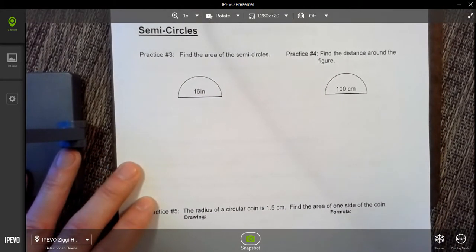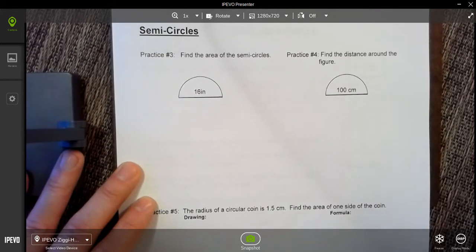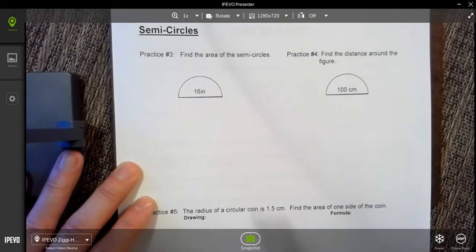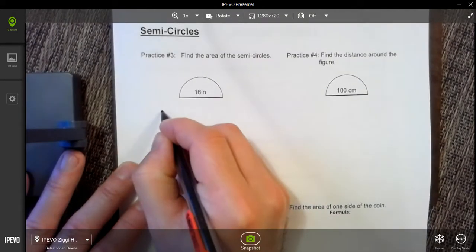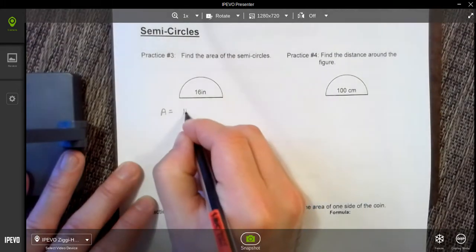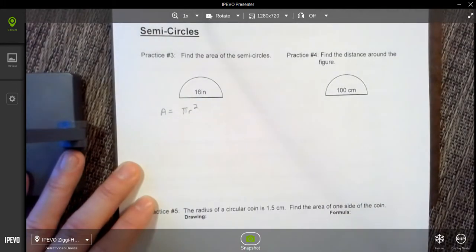All right, one item that we haven't talked about are semicircles, and by looking at the pictures, I'm sure that you can guess that a semicircle is just half a circle. And so in question number 3, they want us to find the area of this semicircle. Well, using the formula that we had before, we know that to find the area of a full circle, we would have to do pi r squared.